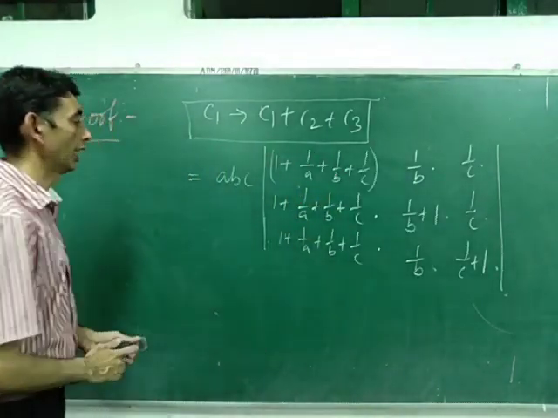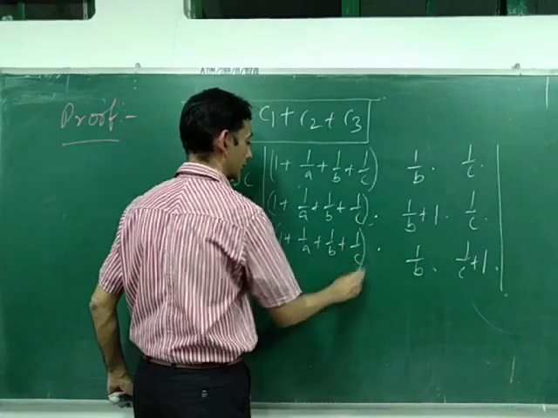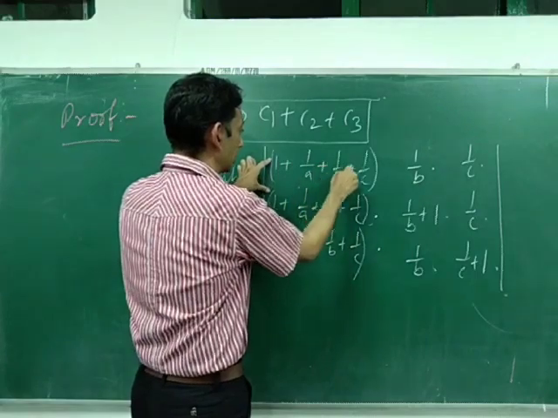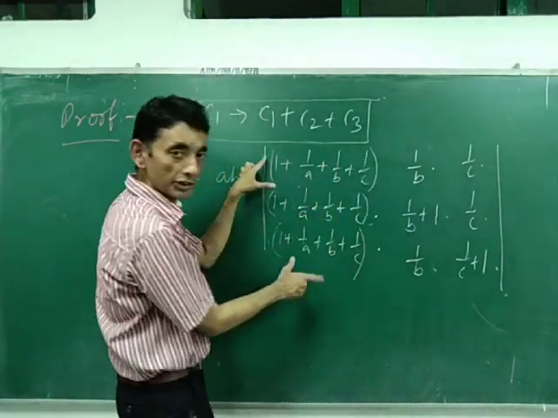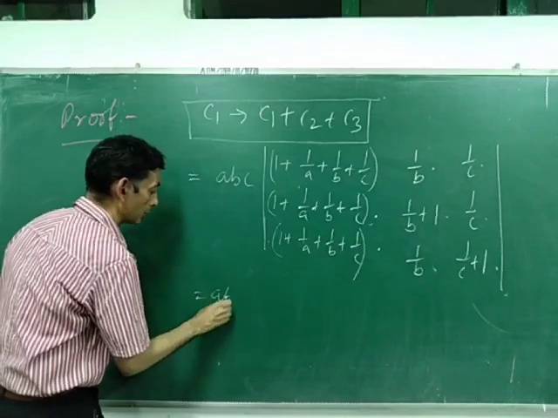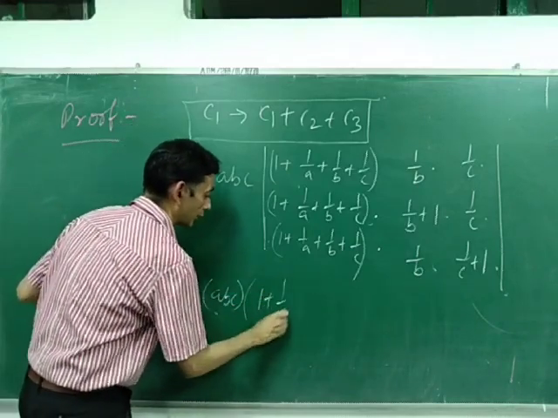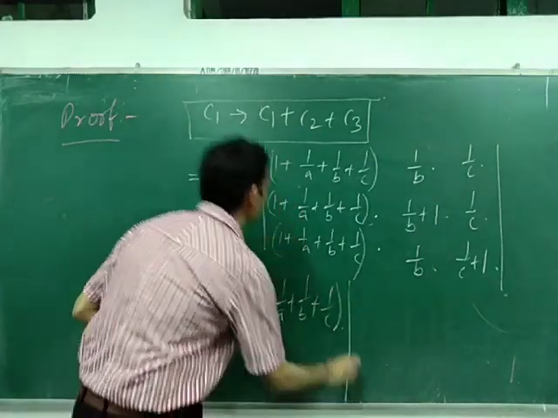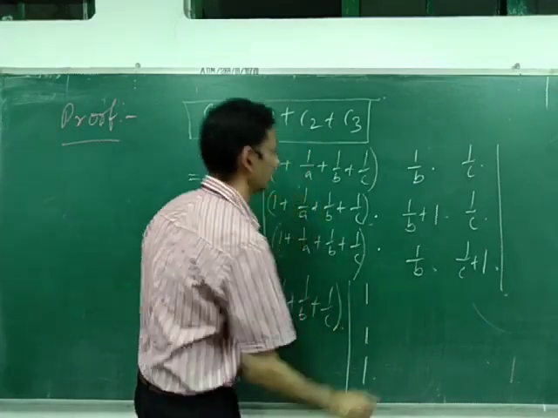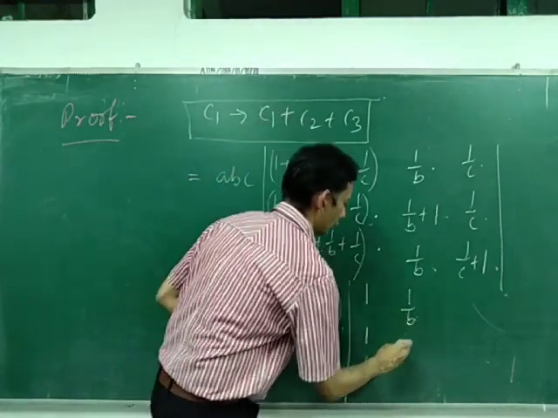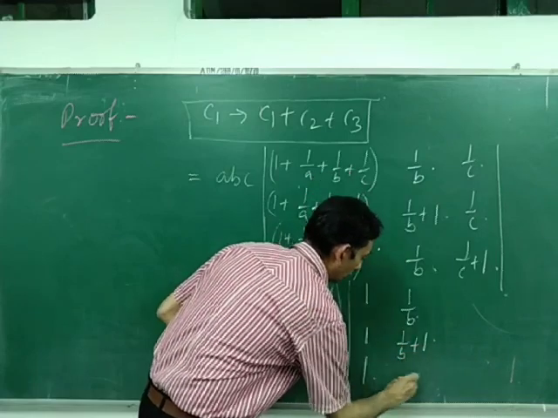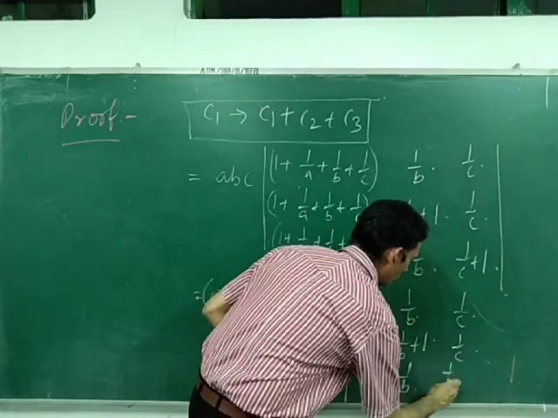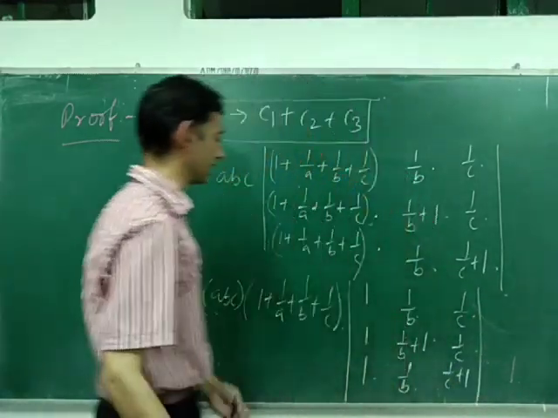Okay, now, have you seen the column 1 positions? All the elements are common, so you can take out, because this 1 plus 1 by A plus 1 by B plus 1 by C element is common in column 1. So if you take it out, it will be ABC, then 1 plus 1 by A plus 1 by B plus 1 by C. Done? Then what is left out? Left out is 1, 1, 1, then 1 by B plus 1, 1 by B, then 1 by C, 1 by C, 1 by C plus 1. Okay, this is left out.